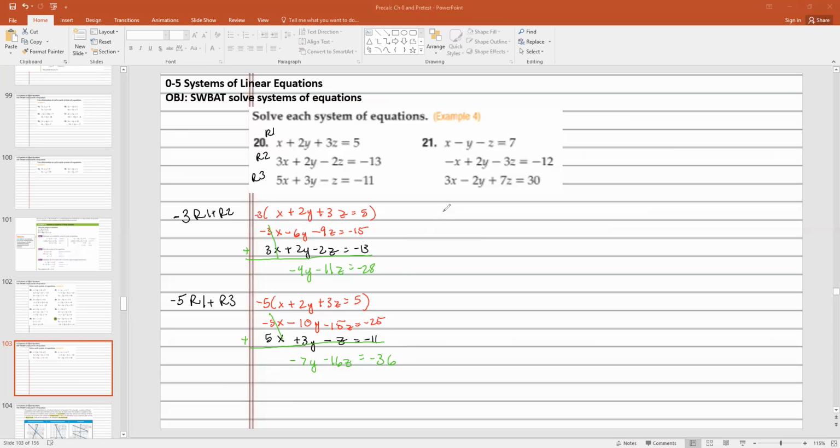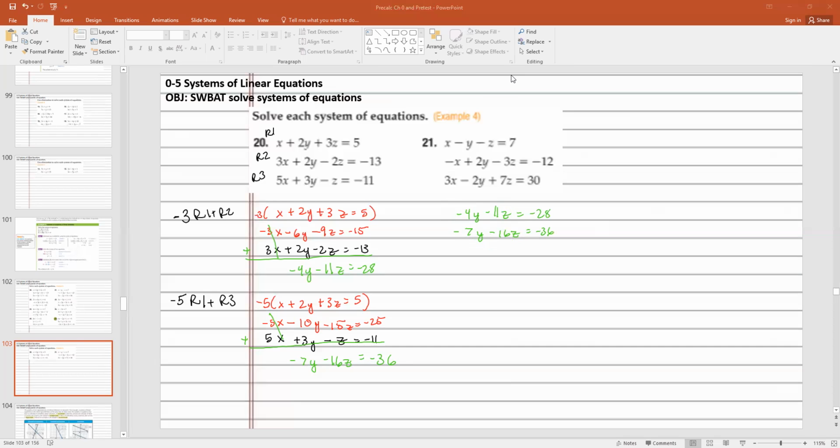All right, so now we have two equations. Oh, I should have made this a different color. Oh well. So we have -4y minus 11z equals -28, and -7y minus 16z equals -36. Okay, so does -4 and -7 have anything in common? Like, can we get a small multiple? Not really. -11, -16, definitely no. So the smaller one that we're going to get is the 4 and the 7.